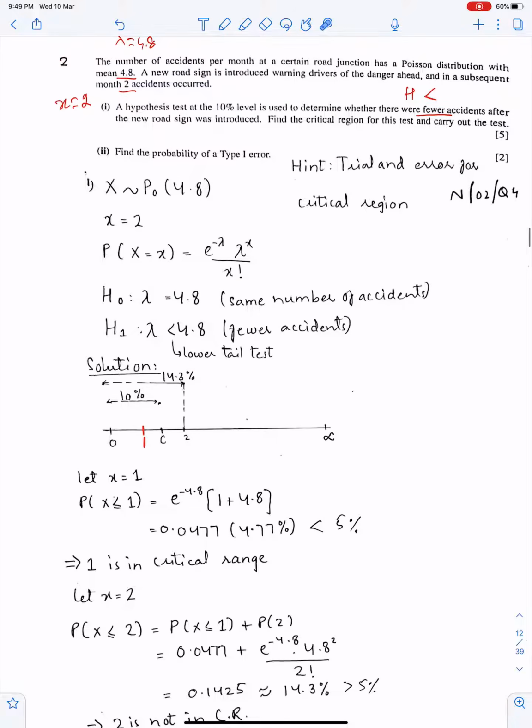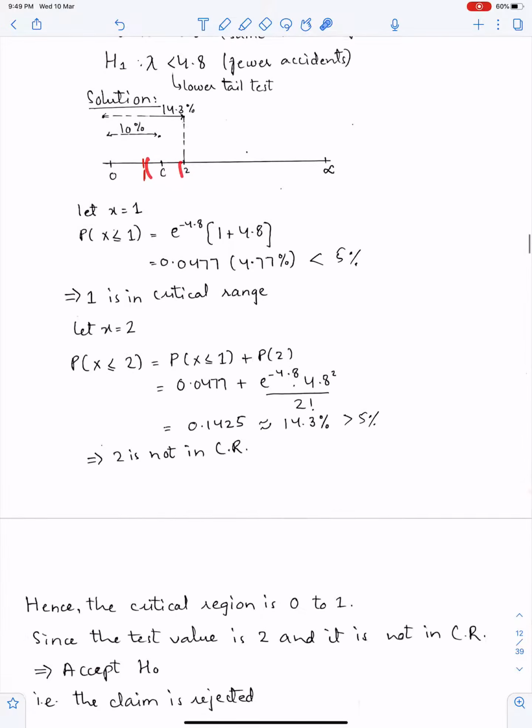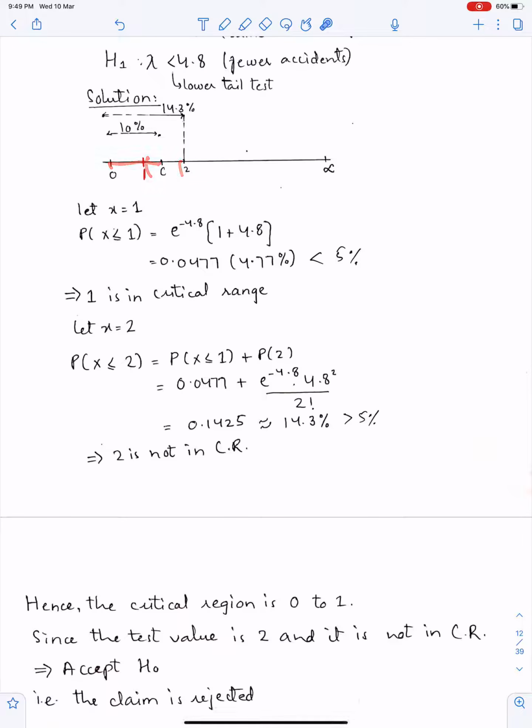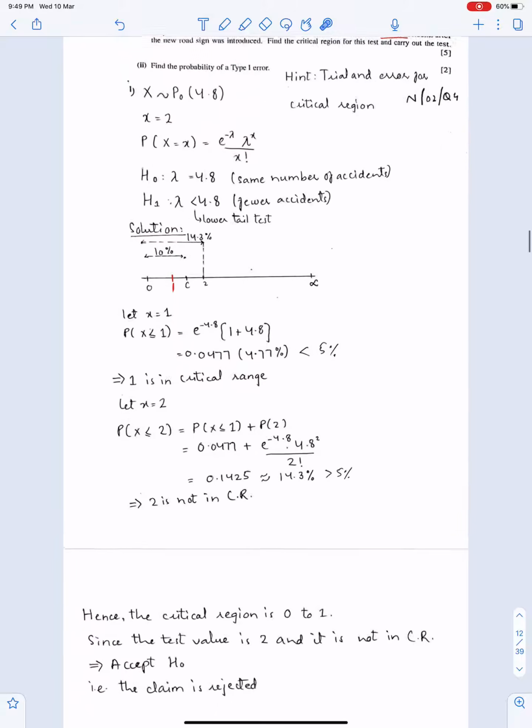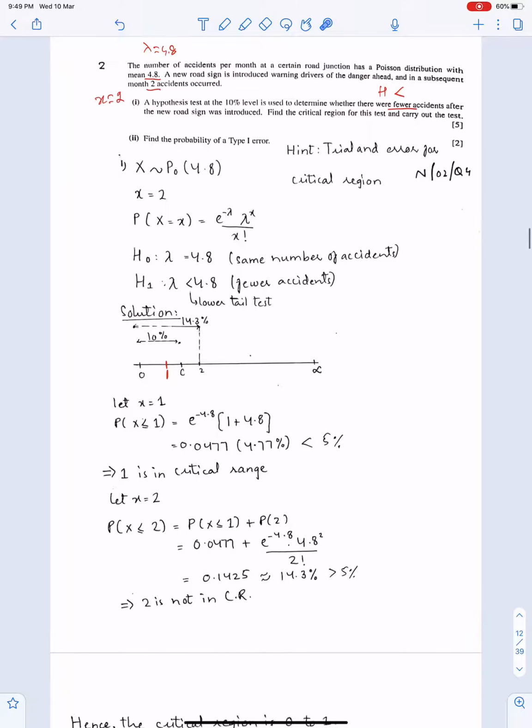Now the last part of this question is carry out the test. Carry out the test means you have to check the test value, whether it lies here or here. Since the test value does not lie in critical region, you have to accept H naught. It's mentioned here: since the test value is 2 and it is not in critical region, accept H naught, that means the claim is rejected. If you want to check the solution of this question again, you can.